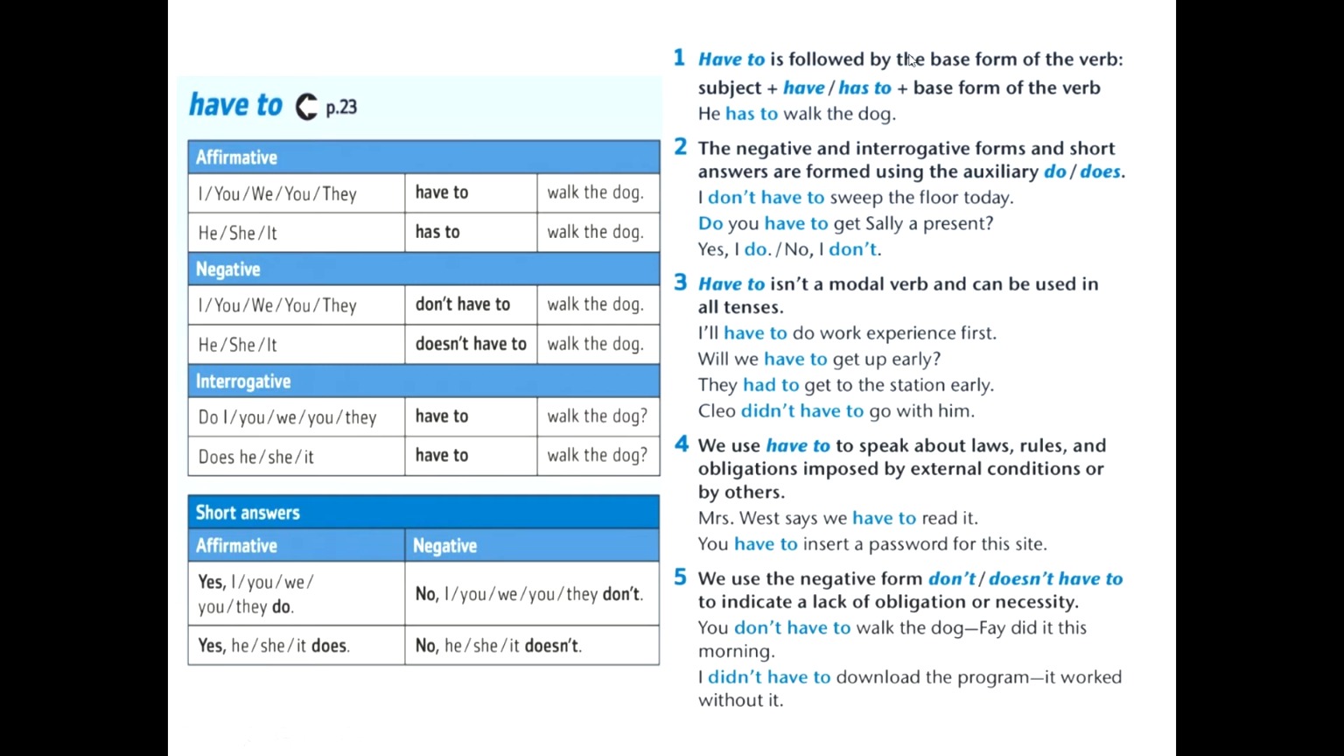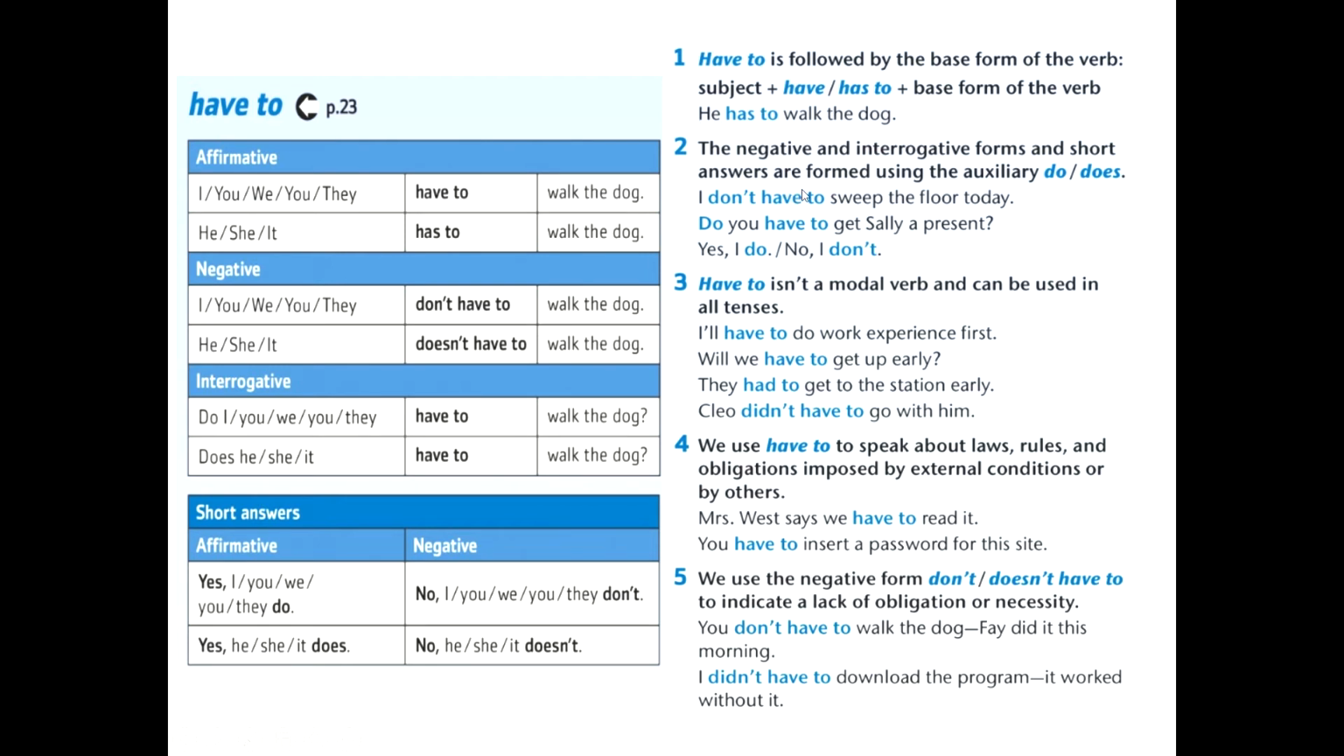Now we have here some explanations about how to use it, okay, in different contexts. For example, have to is followed by the base form of the verb, okay, what I explained before, walk, that is the base form, forma base del verbo, infinitivo, okay, he has to walk the dog.